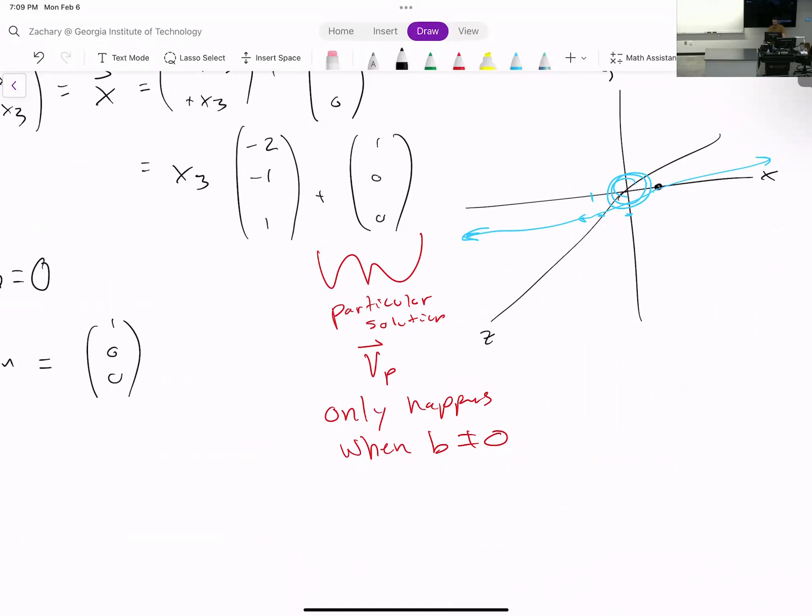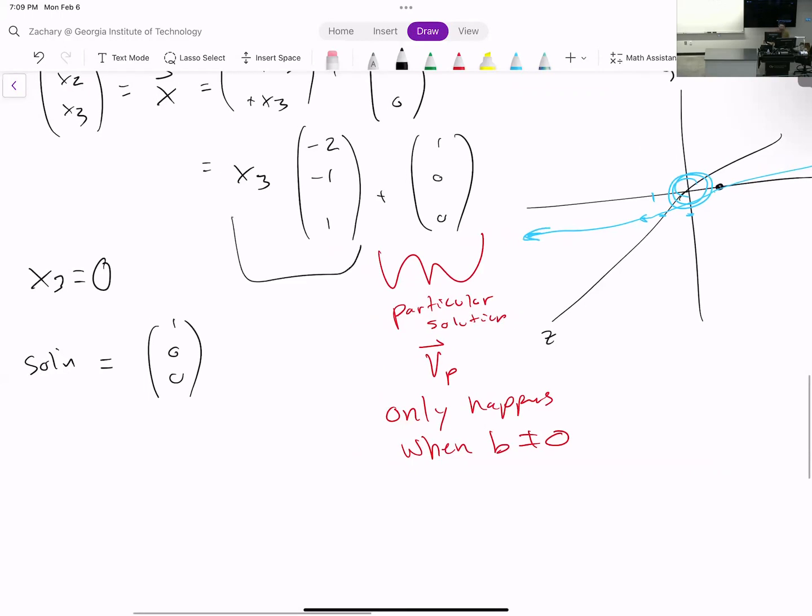There is not a trivial solution for a non-zero b. A trivial solution is when we plug in all zeros to get 0 out. So that'd be if you had b equal to 0. Non-trivial solutions are when we have a solution that isn't just 0. Other questions?